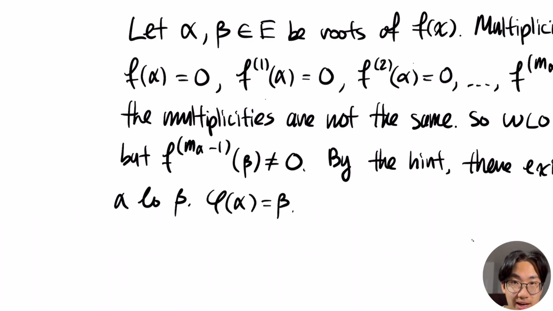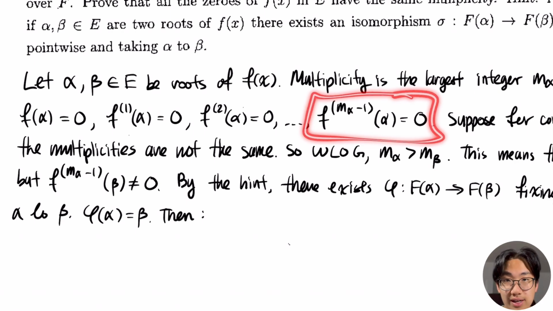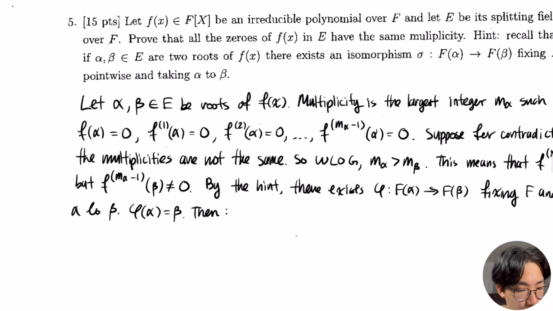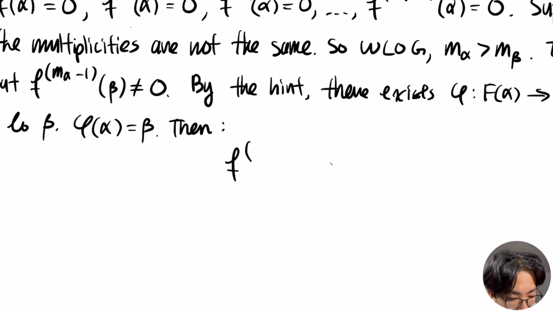And from here we can manipulate a little bit, right? So we'll start with this right over here. It's going to be useful because we can take phi of both sides and make use of some of the properties that we have about phi. Again, it's an isomorphism, it maps alpha to beta, and it also fixes F pointwise. So we'll definitely make use of all of that. So here we have f to the m alpha minus 1th derivative of alpha. We know this is equal to 0. And then from here we can draw some implications.